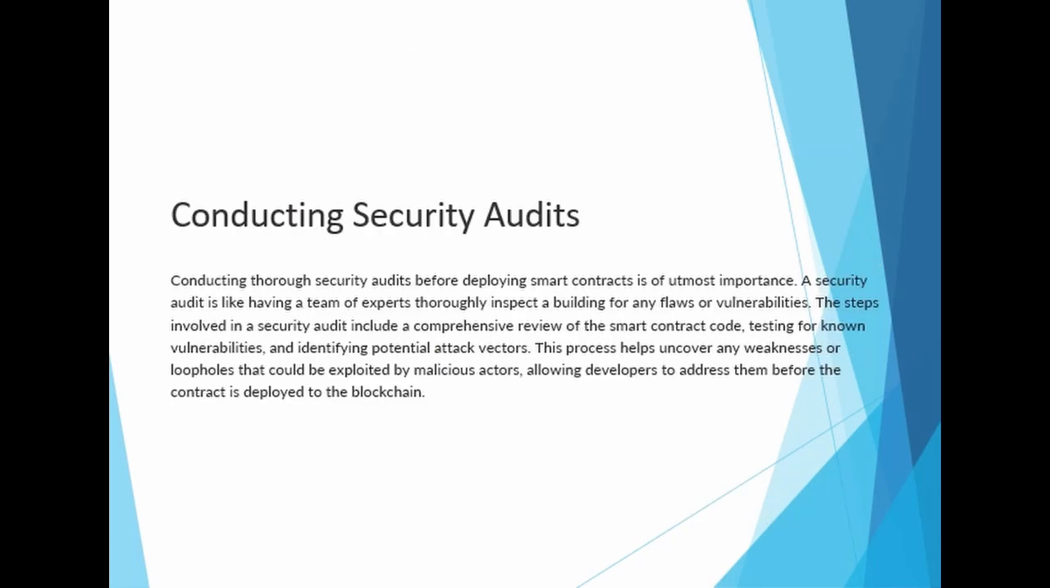Conducting thorough security audits before deploying smart contracts is of utmost importance. A security audit is like having a team of experts thoroughly inspect a building for any flaws or vulnerabilities. The steps involved in a security audit include a comprehensive review of the smart contract code, testing for known vulnerabilities, and identifying potential attack vectors. This process helps uncover any weaknesses or loopholes that could be exploited by malicious actors.